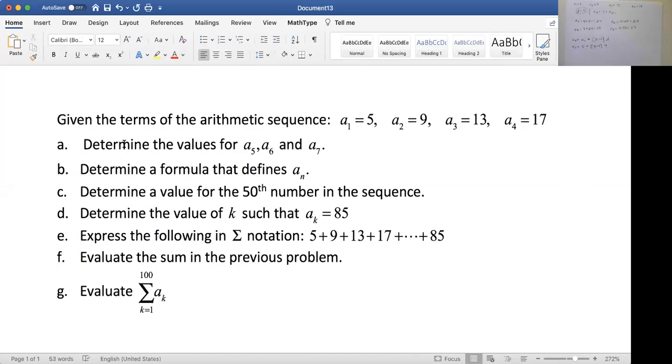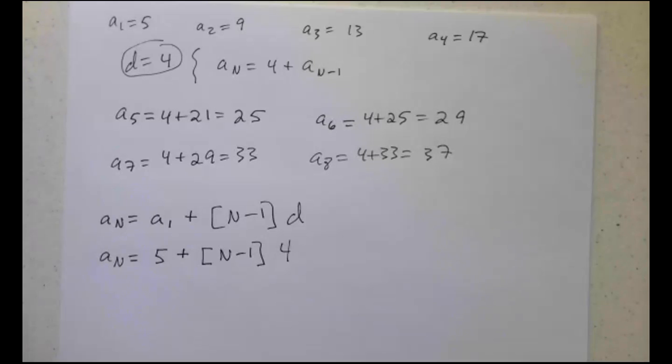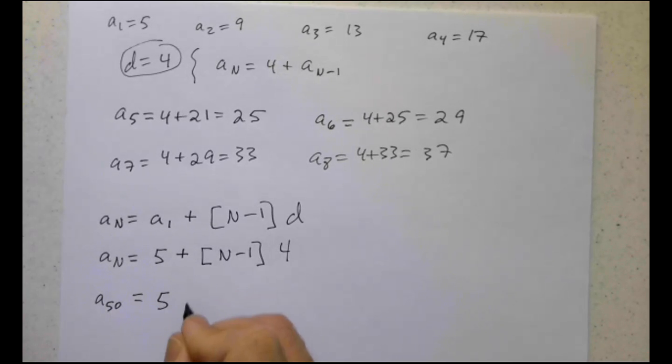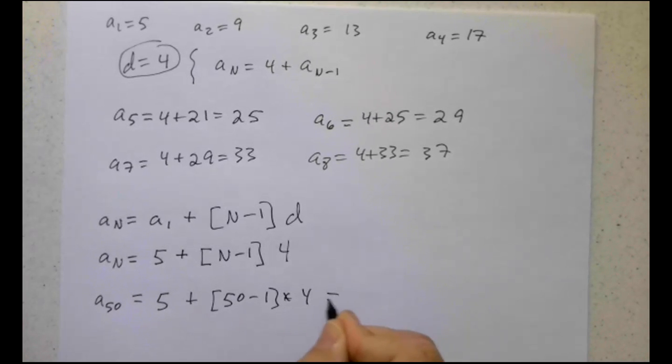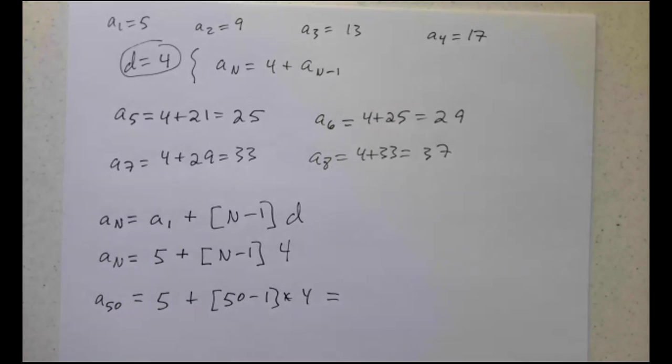And let's see what the next thing asks. It says determine the value for the 50th number in the sequence. Okay. So what is A sub 50? To get from A sub 1 to A sub 50, I've got to take 49 steps. So I start with 5, my first term. I take 50 minus 1, 49 steps. Each step is size 4. What does that give me? 5 plus 49 times 4 gives me 201.